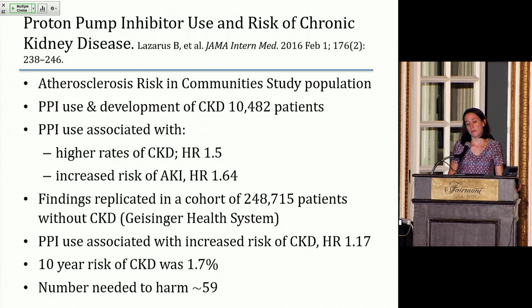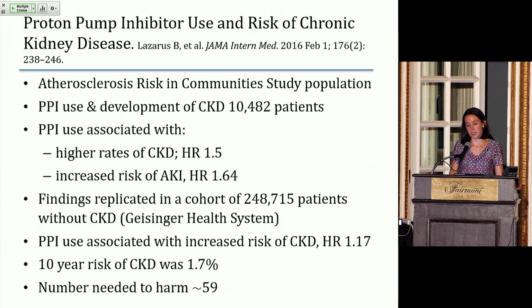So these investigators used the URIC study population, and they looked at 10,500 patients and made a correlation between their PPI use and the development of chronic kidney disease. And they found that those patients that used PPIs had a hazard of 1.5 for the development of CKD, and a hazard of 1.64 for developing AKI. So significantly increased risks when they had tried to control in this population for a large number of other variables.